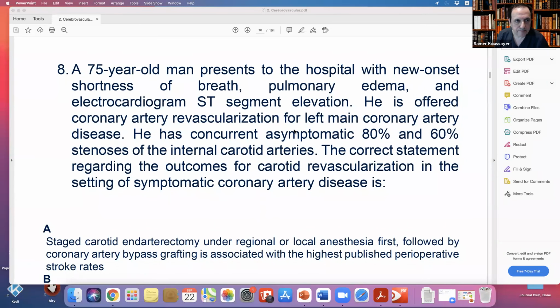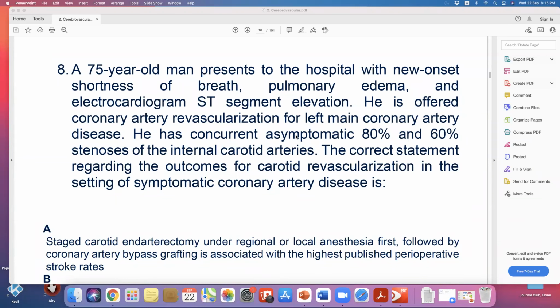Number 8. A 75-year-old man presented to the hospital with new onset shortness of breath, pulmonary edema, and electrocardiogram ST segment elevation. He is offered a coronary artery revascularization for left main coronary artery disease. He has concurrent asymptomatic 80 and 60 percent stenosis of the internal carotid artery. The correct statement regarding the outcome for carotid revascularization in the setting of asymptomatic carotid artery disease.